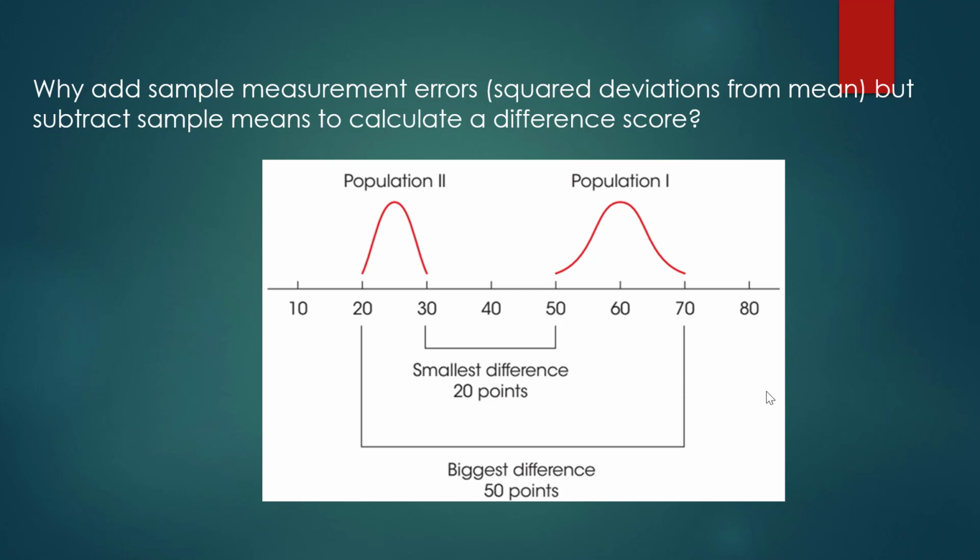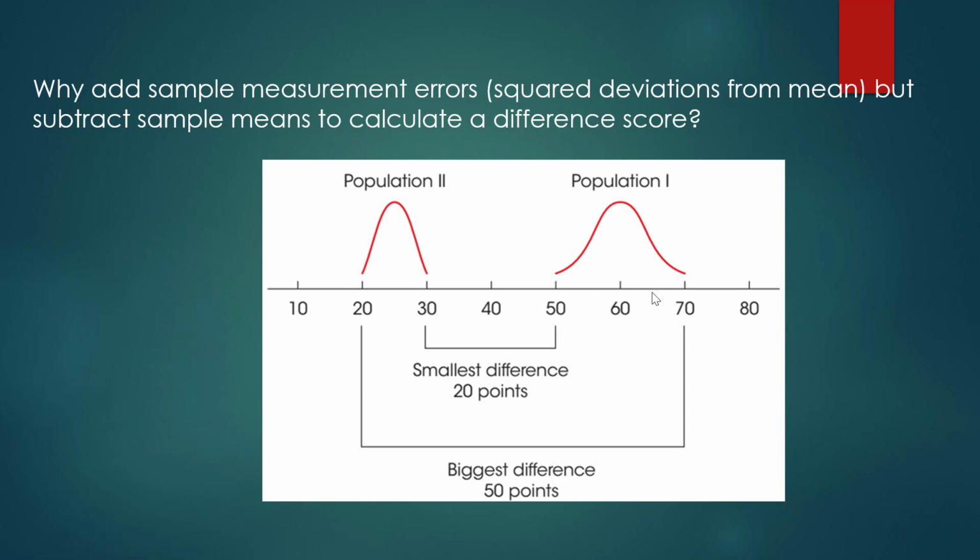So why do we add the sample measurement errors, the square deviations from the mean, but subtract the sample means to calculate the difference score? So the scores in the two populations are going to vary from 50 to 70 here, this population, and 20 to 30 here. So here's a 10-point spread. That's the variance in this one, but this population has a bigger variance. It has a 20-point spread.